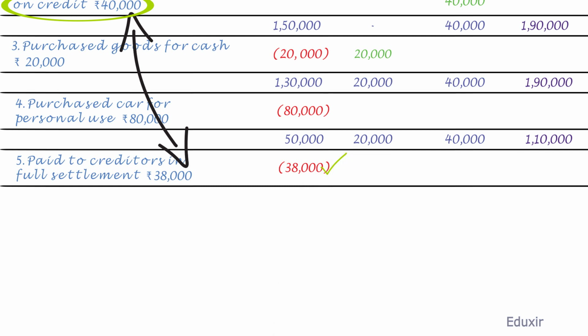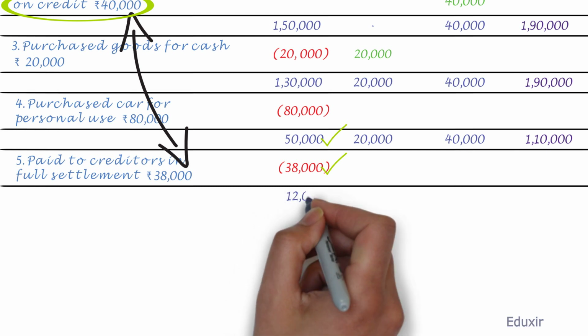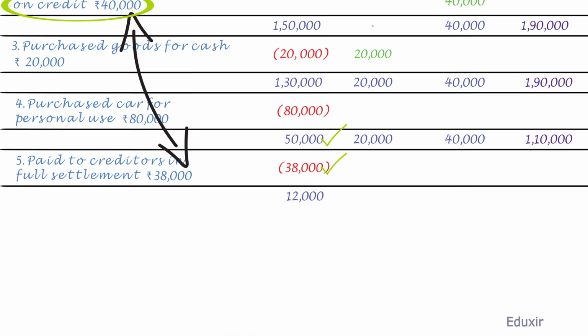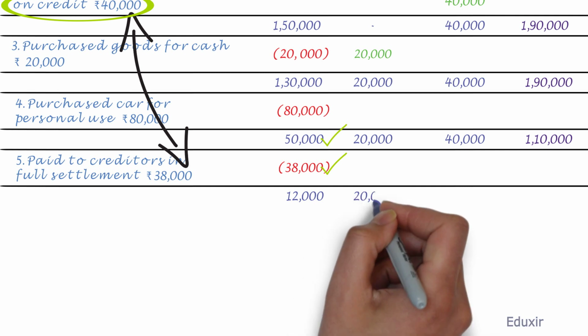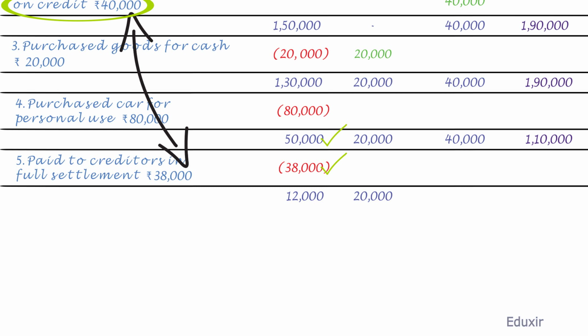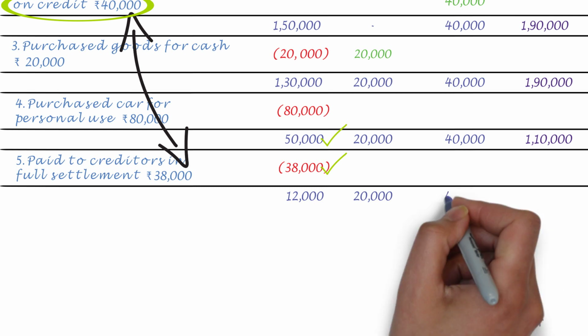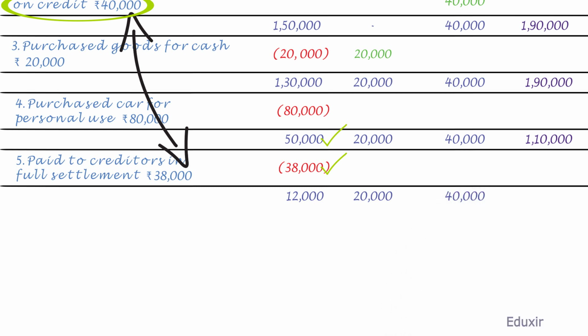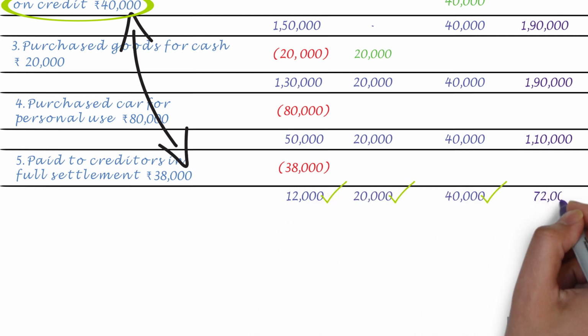Subtracting 38,000 from 50,000 of cash, the business now has a cash worth 12,000 rupees. There is no change in the stock of goods and it remains as 20,000 rupees. The business now has machinery worth 40,000 rupees. The total of all the assets would be 72,000 rupees.